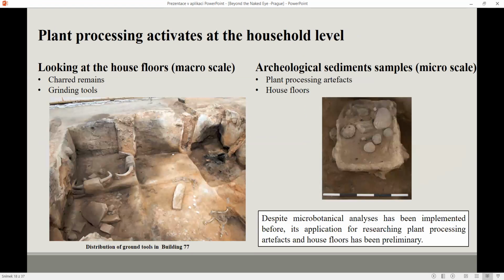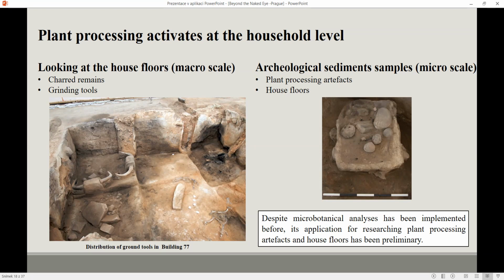records. So other approaches to understand plant processing activities at the household level at Çatalhöyük have relied on understanding, at least at the macro scale, the distribution of charred remains and grinding tools in different houses. For example, this is Building 77, where we can see the location of the different grinding tools in the house. And there have been many studies based on the distribution of this set of artifacts and remains that have been used to approach how plant processing activities were performed on a daily basis at the site.